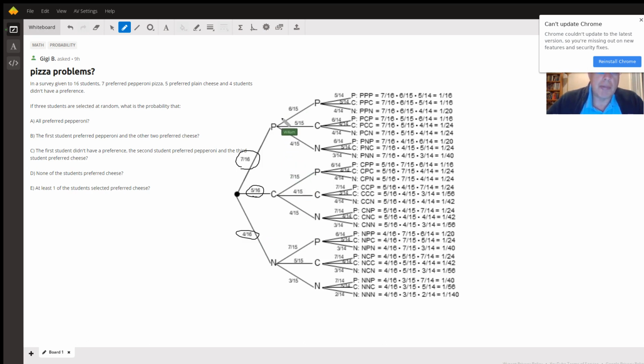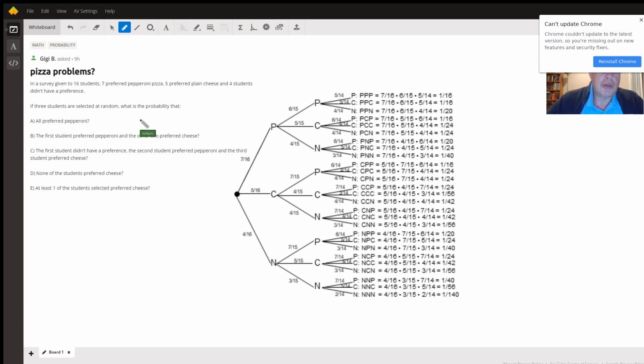Only in the second step, if the first person picked liked pepperoni, there would only be 6 left, and there are only 15 students left because you've already picked one. So the probability of picking a person that liked pepperoni as the second person would be 6 out of 15, and for the third time would be 4 out of 14. So anyway, you complete this entire chart here, and the nice thing about it is it's going to have your answers for all your questions.